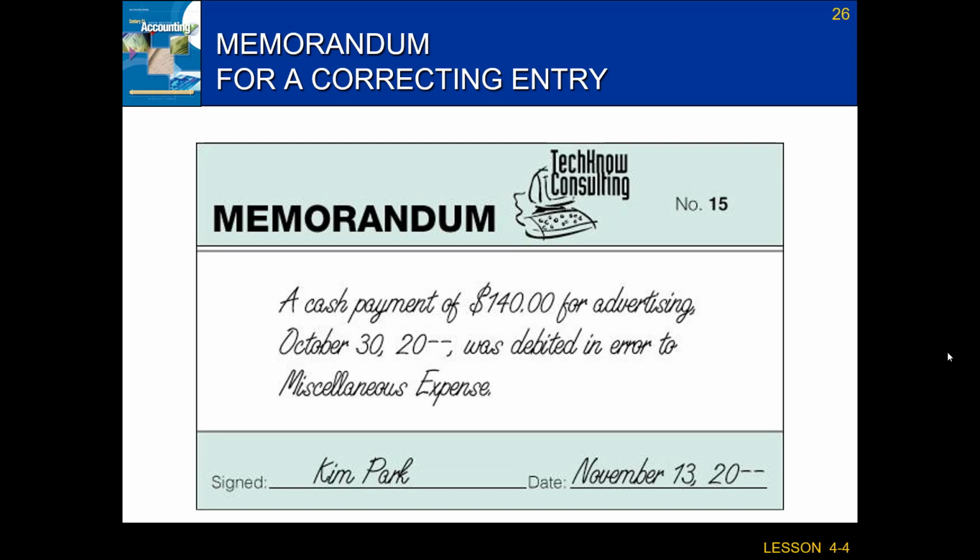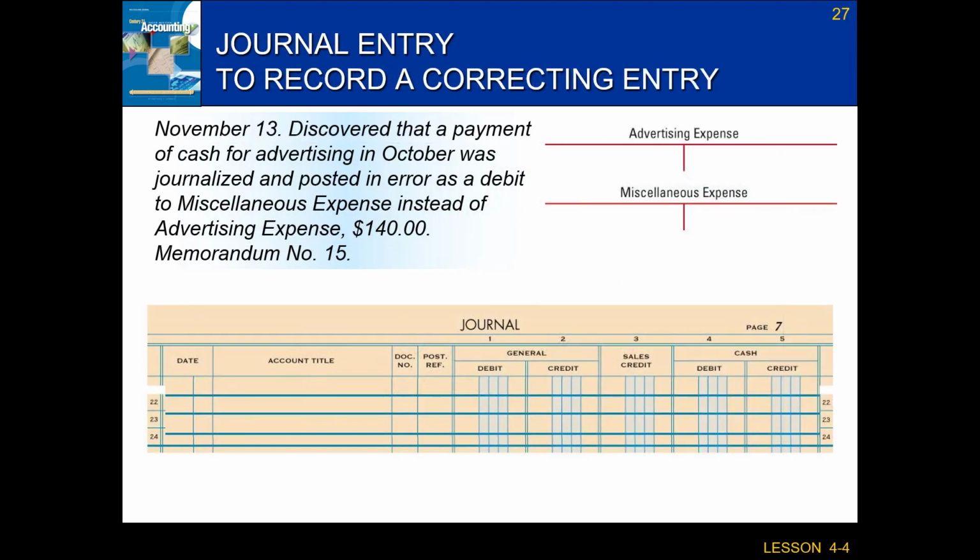So the correcting entry will tell us what was done wrong. In this example, it says the cash payment of $140 for advertising on October 30th was debited in error to miscellaneous expense. When you guys see it in the form of a transaction, I think it reads a little easier. So this says, on November 13th, we discovered that a payment of cash for advertising in October was journalized and posted in error as a debit to miscellaneous expense instead of advertising expense. So what they're saying here is that it was posted in error as a debit to miscellaneous instead of advertising.